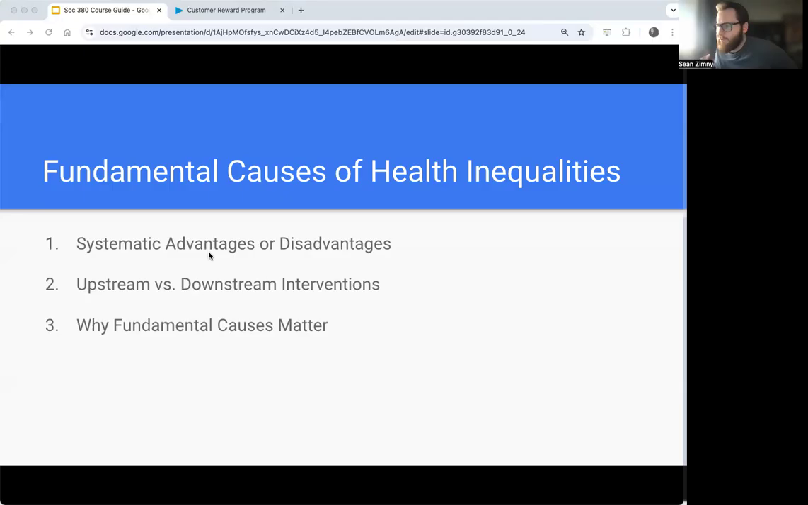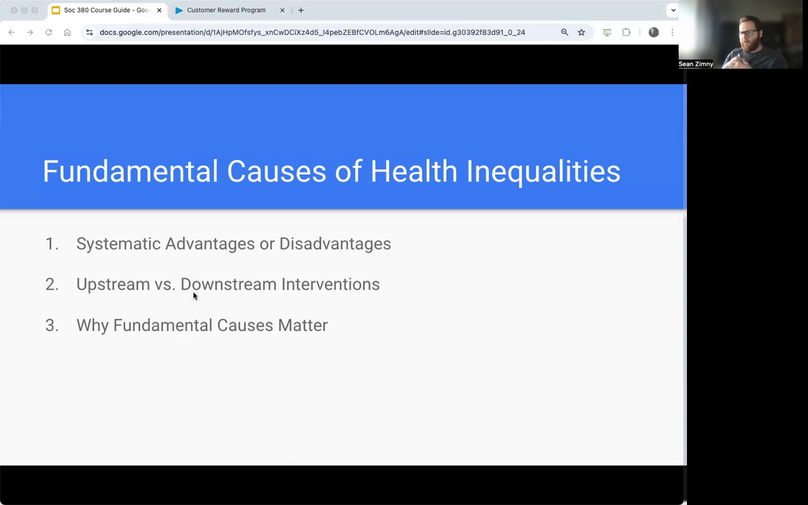Okay, upstream versus downstream approach. Three, why fundamental causes matter. So addressing only downstream issues, again, just where you're mostly addressing the symptoms, may temporarily reduce disparities, yes, but fundamental causes ensure that they will re-emerge with other things like new diseases or new treatment needs.